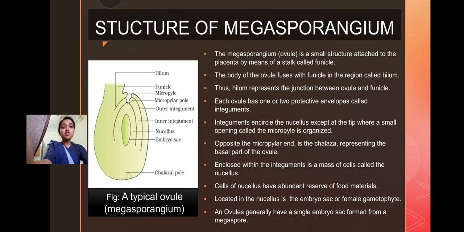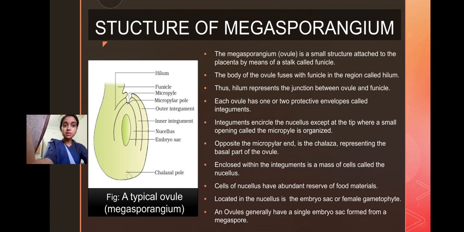Then the structure of the megasporangium. So the megasporangium, that is the ovule, is a small structure attached to the placenta by means of a stalk called funicle. The body of the ovule fuses with the funicle in the region called hilum. These terms can be seen labeled in the figure.